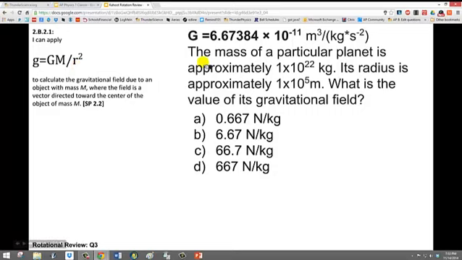squared. So for these values, it would be 6.67 times 10 to the minus 11th is the value of big G. We would multiply that times the mass of this planet, which is 1 times 10 to the 22nd, and divide it by the radius of this planet, which is 1 times 10 to the 5th. All we're doing is plugging into that equation, and our answer comes out as C.